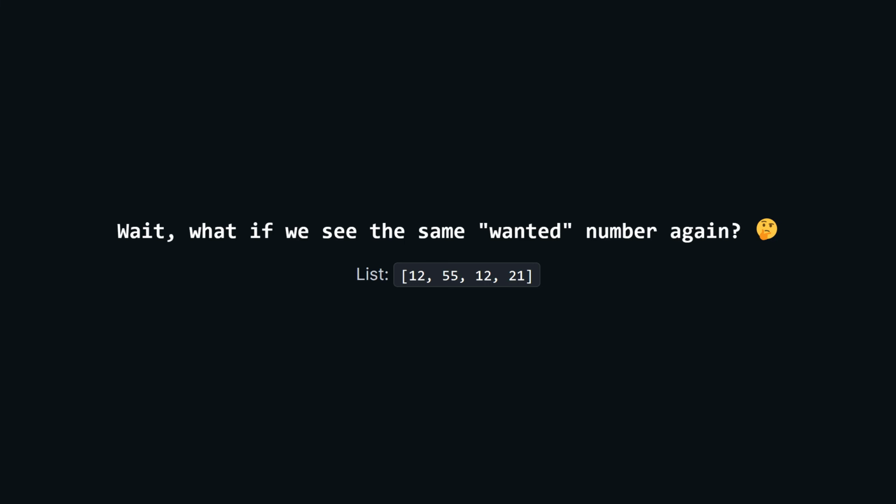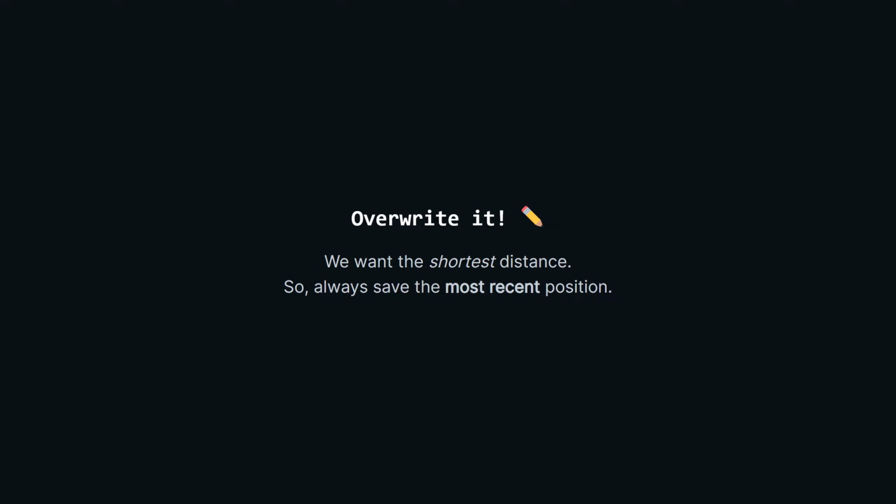Easy. But what happens if our list has duplicate numbers? For example, what if we have a 12, then some other stuff, then another 12, and finally our 21? The rule is simple. We always override our memory with the newest position. Because we want the shortest distance, a 21 paired with the second 12 will always be a shorter distance than pairing it with the first 12. Keeping the most recent position guarantees the smallest gap.